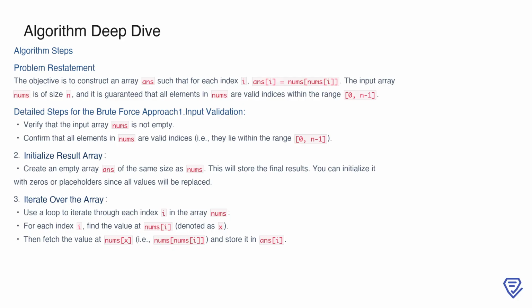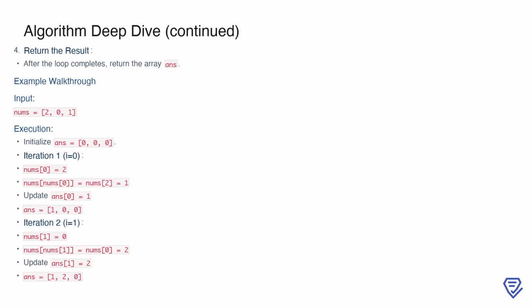After this, we iterate through every index i in nums. For each index, we first fetch the value nums[i], which we can call x. Then, we access the value at nums[x] and assign this value to ans[i]. This ensures that we map the elements correctly based on the problem requirements. Once we complete the loop, the result array ans will be fully populated, and we return it as the output.